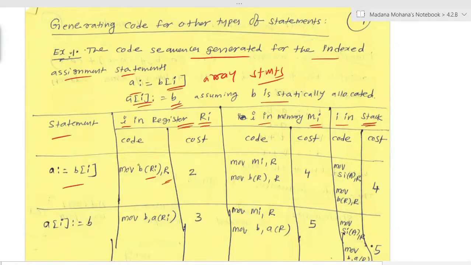Their cost is 2. Why? Because for b one location, move one location, but register won't take any cost. Then if you use memory location, MOV Mi, R, then next one MOV b(R), R. Here you can see memory location takes cost 1, move takes cost 1. Here also move takes cost 1, b stored in memory takes cost 1. 1 plus 1 is 2, here 1 plus 1 is 2. Total cost is 4.